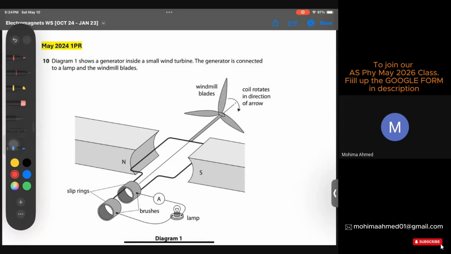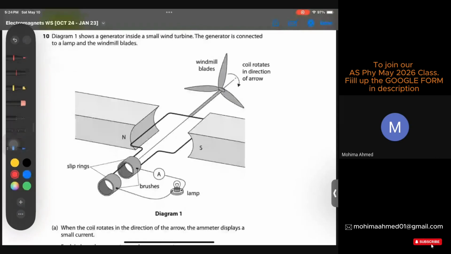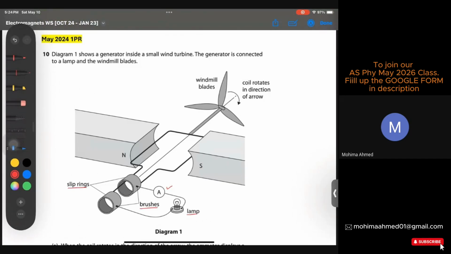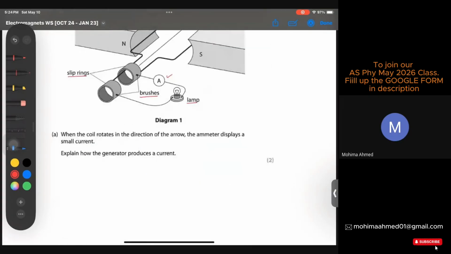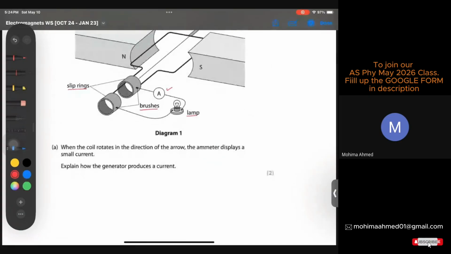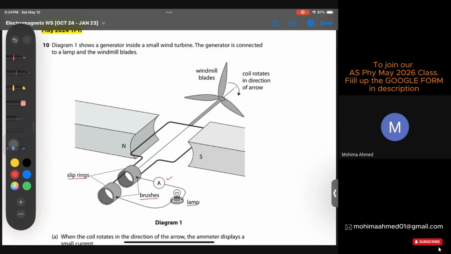So diagram one shows a generator inside a small wind turbine, and the generator is connected to a lamp and the windmill blades. Okay, so there's this lamp. There are brushes now. Split rings also available. There's an ammeter, permanent magnet, coil, and then that fan. When the coil rotates in the direction of the arrow, that means in the clockwise direction, the ammeter displays a small current. Explain how the generator creates this current. We understand they're giving it 2 marks, right?